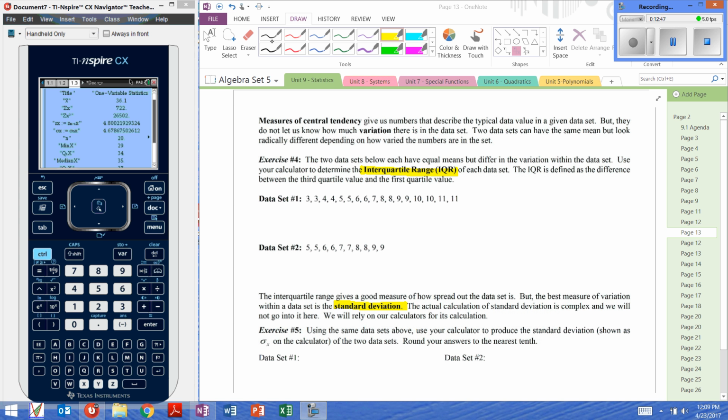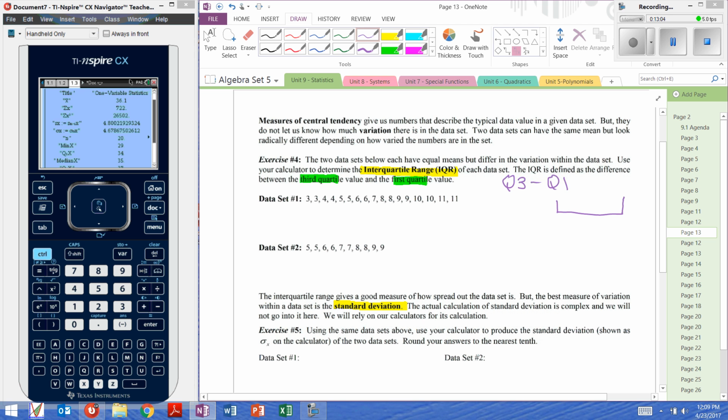Okay, so what is the IQR? Well, the interquartile range is the difference between the 3rd quartile and the 1st quartile. Basically, if I were to write a formula, I would say quartile 3 minus quartile 1. And remember, when we're dealing with the quartiles, we're dealing with a box and whisker plot. So we're really looking at the difference between this and that.